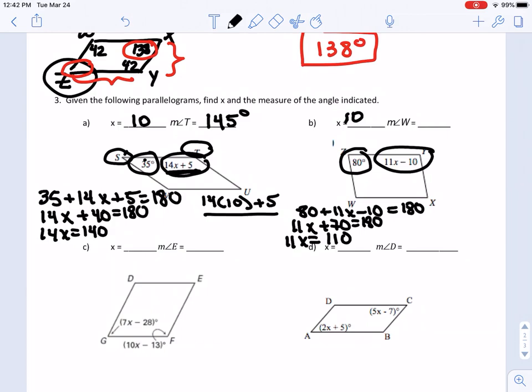And this time I want to know the measure of angle W. But notice angle W is right here. I don't know what that is, but there's a couple ways you can do this. If I know this is 80, these two angles are supplementary, so they have to add up to 180, so that means this one has to be 100.